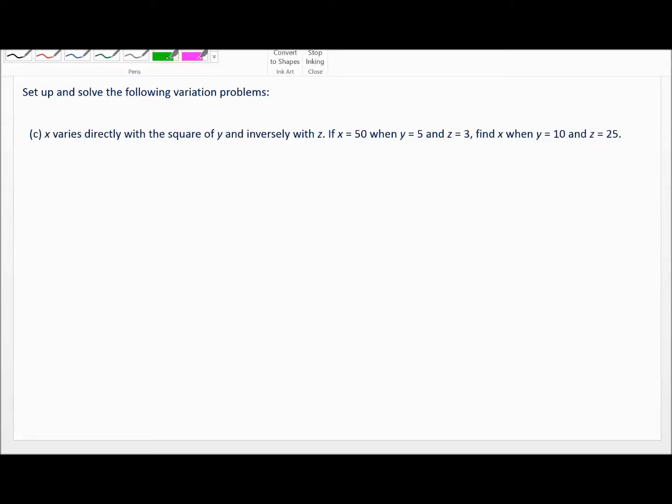Alright, x varies directly with the square of y. Something happened to my highlighter. X varies directly with the square of y and inversely with z. Uh-oh. We have both, right? Can we do that? Sure can.